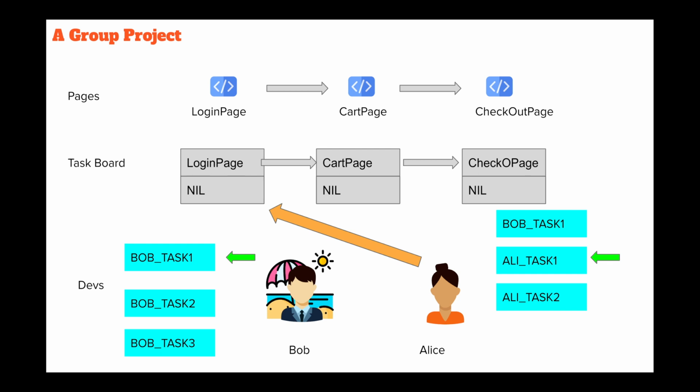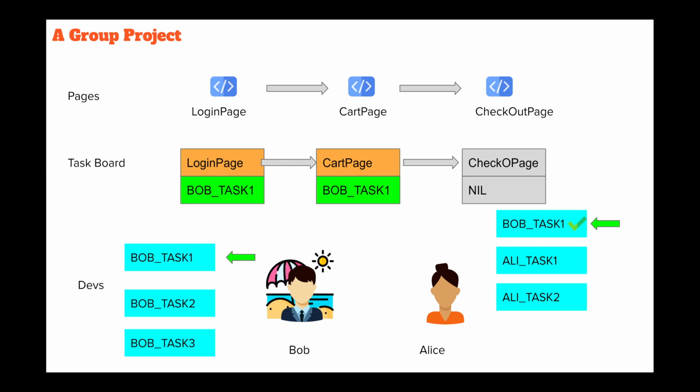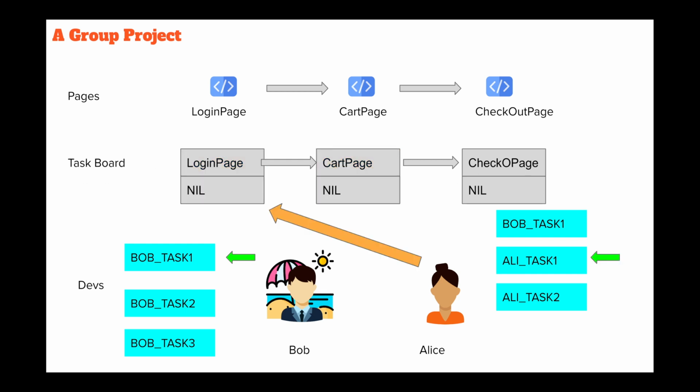And after that is done, you can clear out Bob's task 1 from the task board, and it becomes nil. So now Alice tries once again claiming the login and cart page, and if she succeeded, well, she only needs the login page. So she tries claiming the login page, and if she succeeded, then well and good, she is able to proceed.